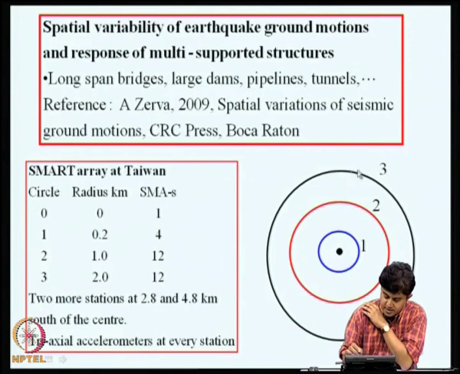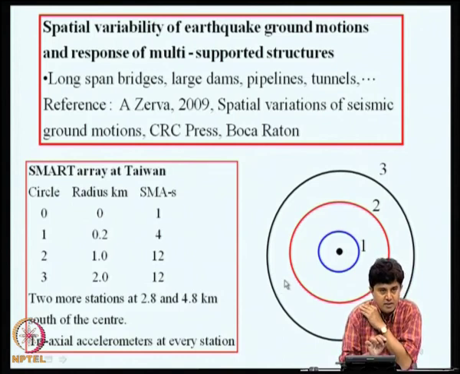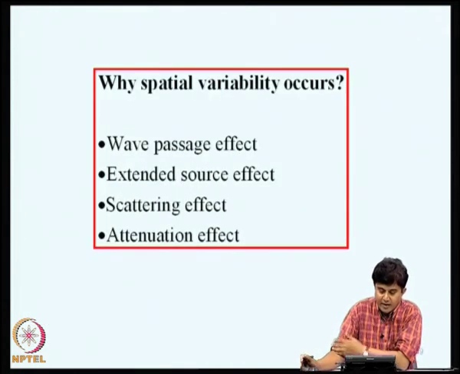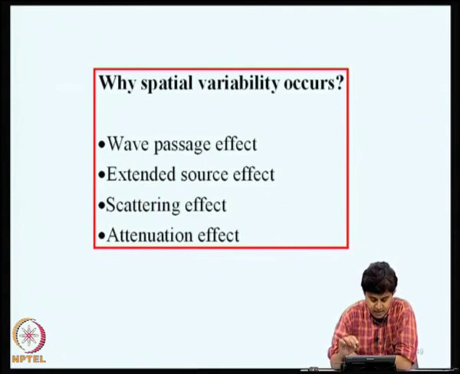There are a few more station recording instruments that have been added to this array. The point is that within a reasonably small area there are a large number of strong motion oscillographs which record the same event. Now, why does spatial variability occur? There are different effects. We will give a heuristic explanation for this. One is what is known as the wave passage effect, another is known as the extended source effect, the third one is the scattering effect, and the last one is the attenuation effect.